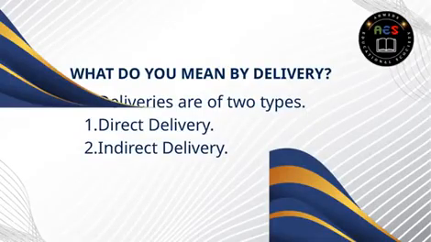Now, you might be asking, what do we really mean by delivery in this context? Well, delivery is essentially the process of transferring a product or service from the provider to the customer. It's a critical part of the overall supply chain because it ensures that what we offer reaches the end user in the right condition, at the right time, and in the right place. Understanding these two types of delivery helps us see how companies can choose the most effective way to serve their customers, whether they opt for a direct approach for speed and control, or an indirect approach for wider reach and scale.